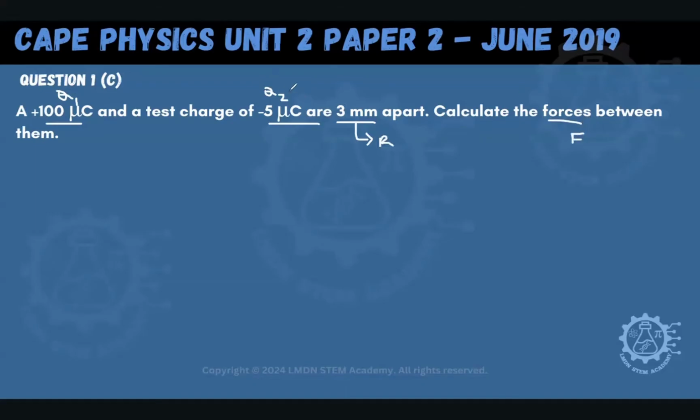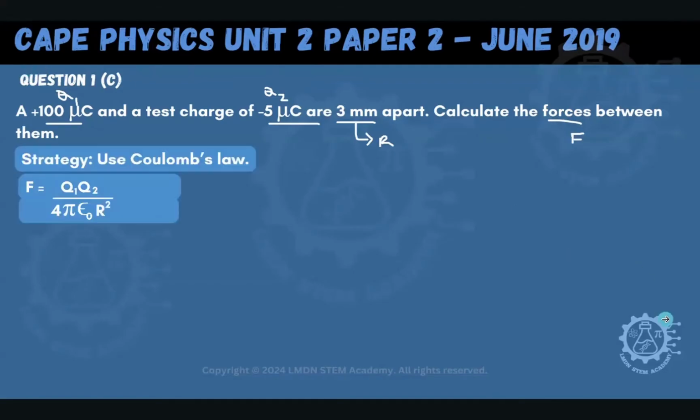And so you see, based on the information that we're provided, it makes sense then for us to use Coulomb's law. So that's our strategy. Our strategy is to use Coulomb's law, that equation that we just explicitly spoke about a while ago. So it's F is equal to Q1 Q2 over 4 pi epsilon naught r squared. So we're just going to plug in everything that we have very carefully, right?